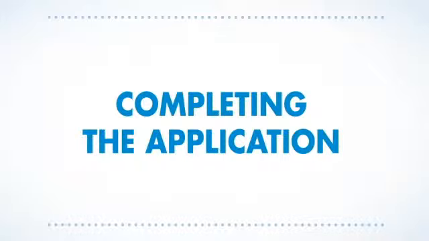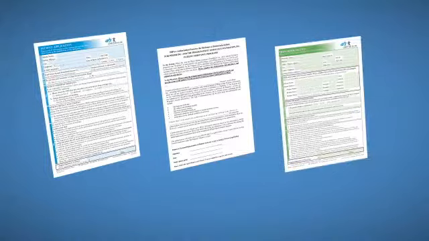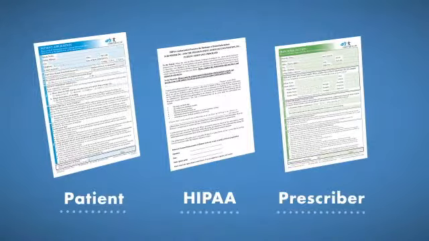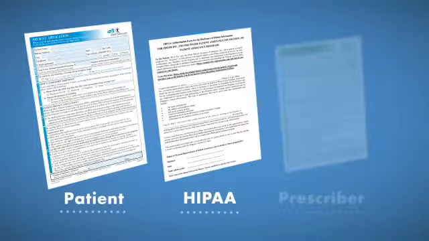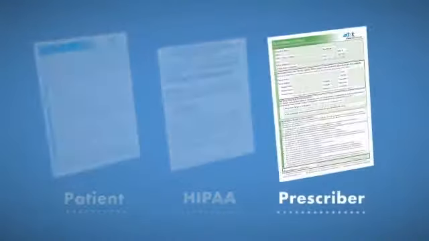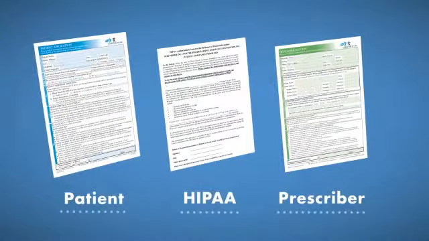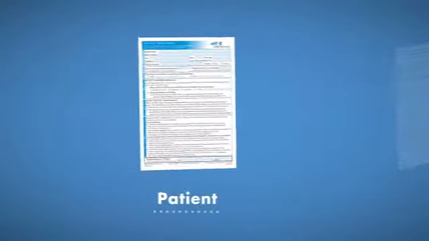Applying to the program can be easy. If you have your application nearby, please follow along. The application is made up of 3 parts. You'll need to fill out 2 of these, the patient form as well as the HIPAA form. And your prescriber, the person who writes your prescription and in most cases is your doctor or nurse, will need to fill out the prescriber form. So let's get started with the patient form, which is divided into 6 sections.